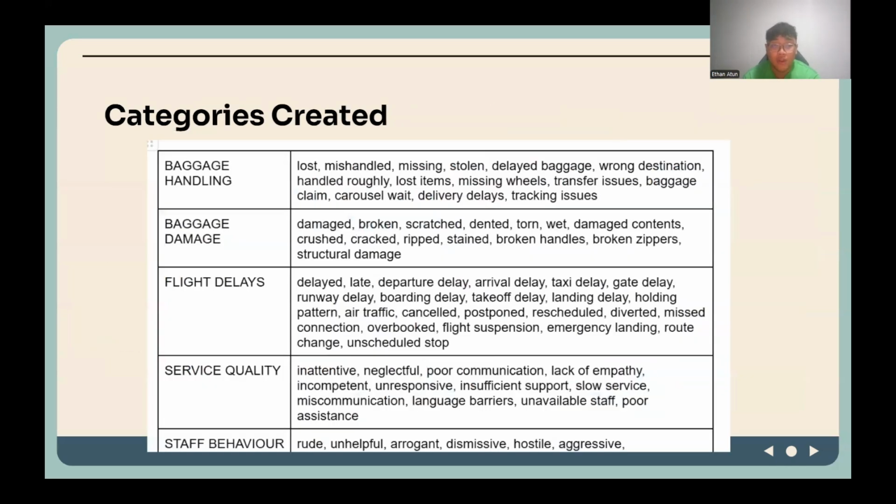So we created 12 categories ranging from baggage handling to website issues. We then created multiple words for these categories, such as lost for baggage handling and torn for baggage damage. For website issues, we use words like glitchy or unresponsive. After that, we have these answers.